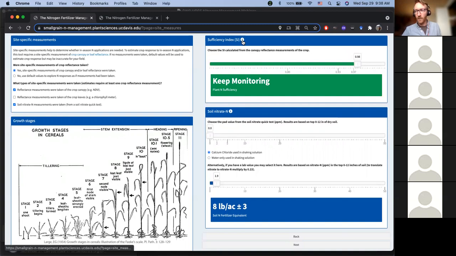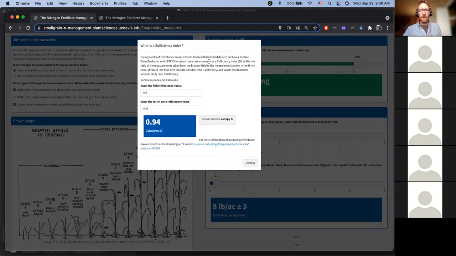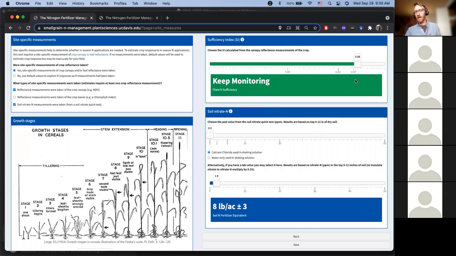And just to reiterate that point, we had our field reflectance value, and then we divided by our enriched zone value. We went and zapped the NDVI in the field, got a bunch of numbers, got an average. We went to that enriched zone, did the same thing, put the numbers over the top of each other, field reflectance over enriched zone, and ours ended up being 0.98 in that grower's field.